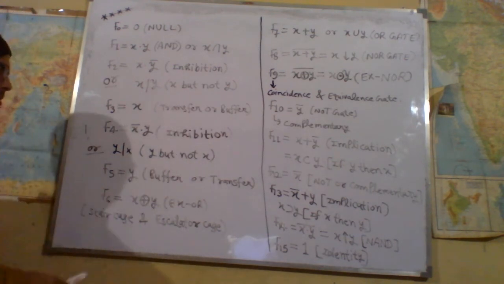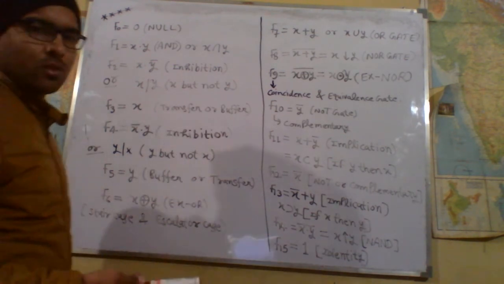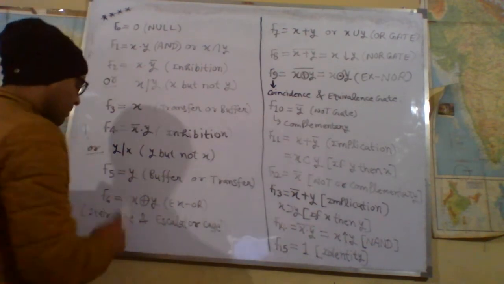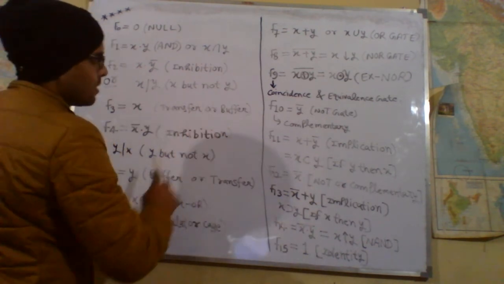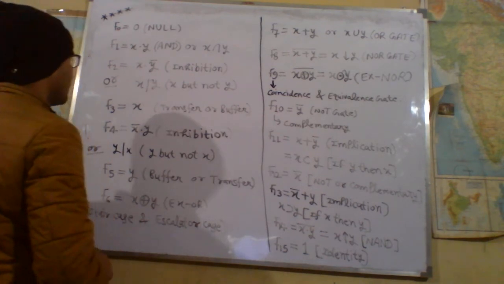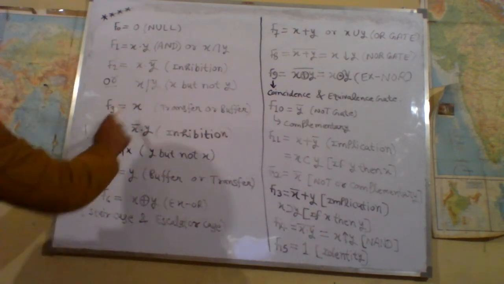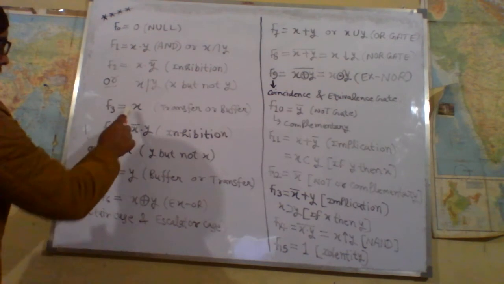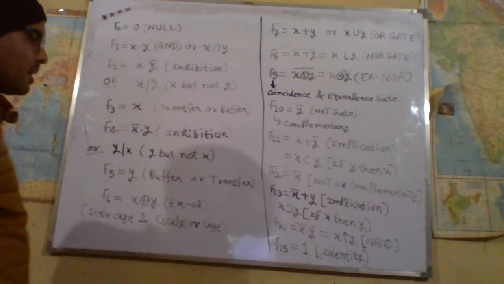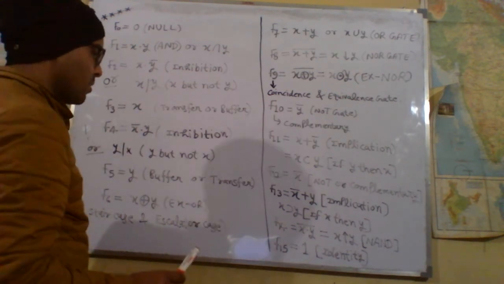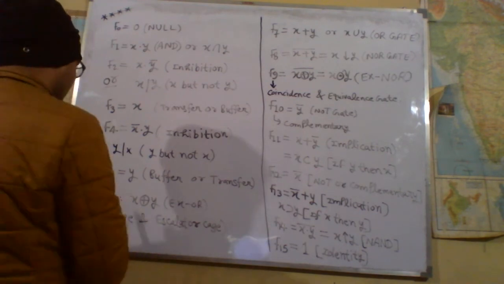Next is buffer gate. Buffer gate can be of two types, because here there are two inputs. So X and Y, these two are two buffer gates. Here it is Y, and we can also see from here that it is X. So these two are buffer gates or transfer gates that give output as it is. Whatever we are applying as input will go to the output automatically.